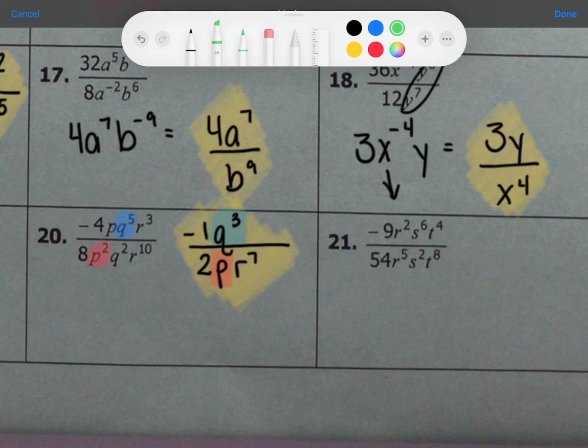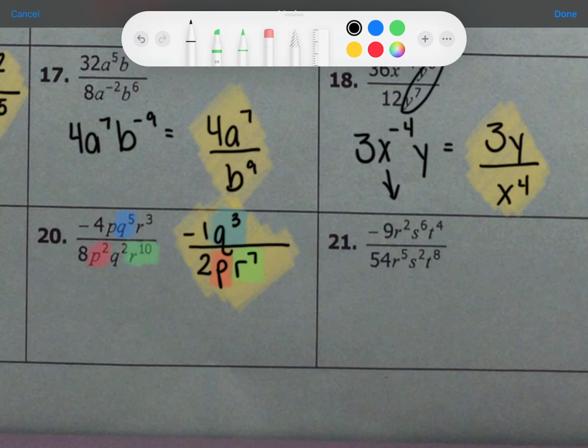Look at your R's. R is bigger on the bottom, so where did your R end up? On the bottom. So wherever it's the biggest, that's where you're going to end up. So if it's bigger on top, your answer will go on top. If it's bigger on the bottom, that variable will end up on the bottom. That's just a little trick. You don't have to use it. You can still subtract. If you get a negative, push it to the bottom.